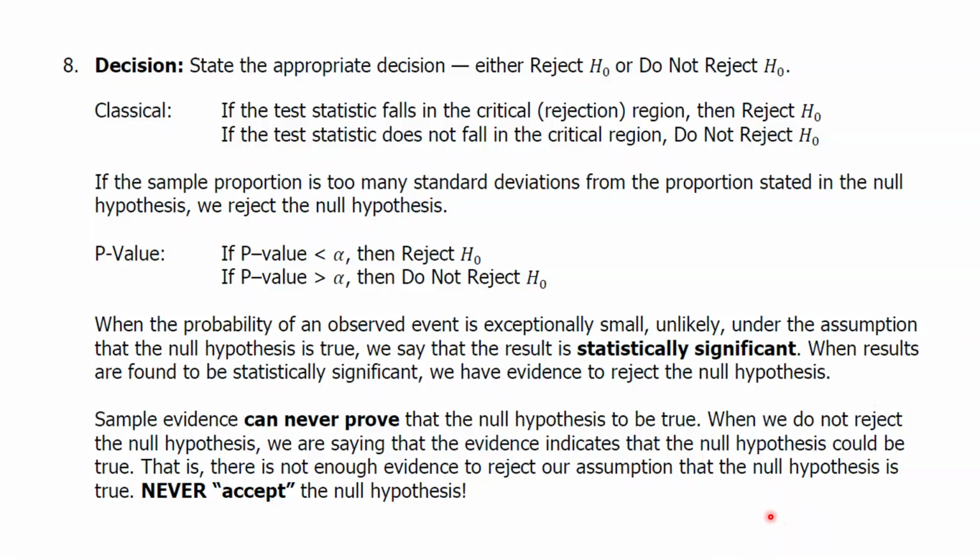Okay. So think of reject the null as guilty: strong evidence to convict. Do not reject the null as not guilty: not enough evidence to convict. But that doesn't mean innocent.